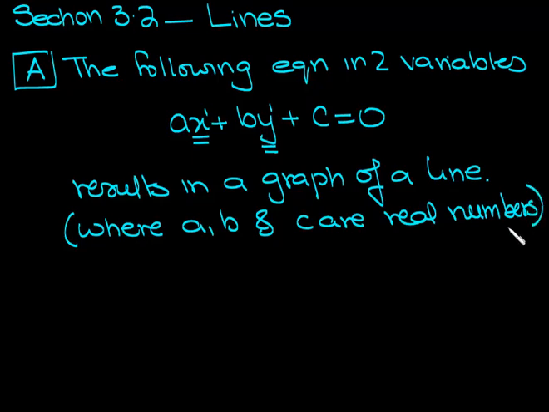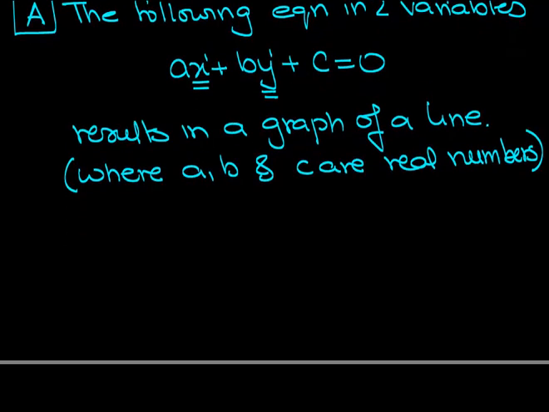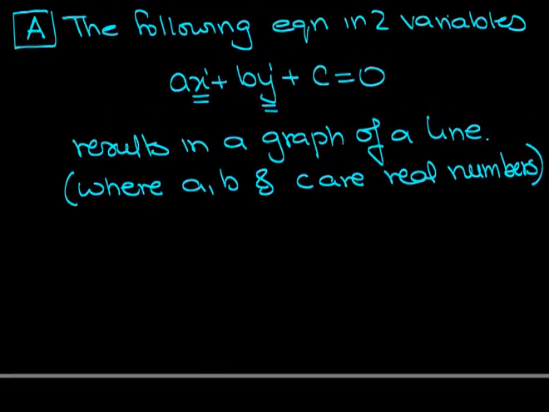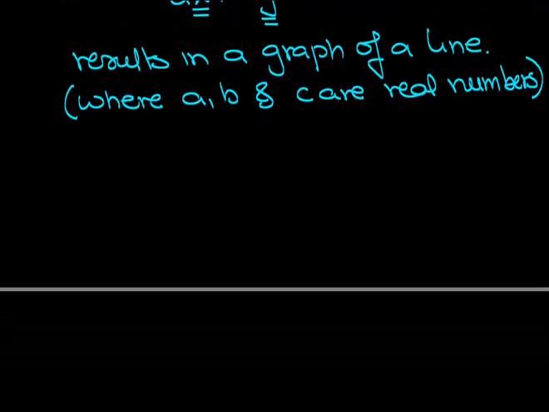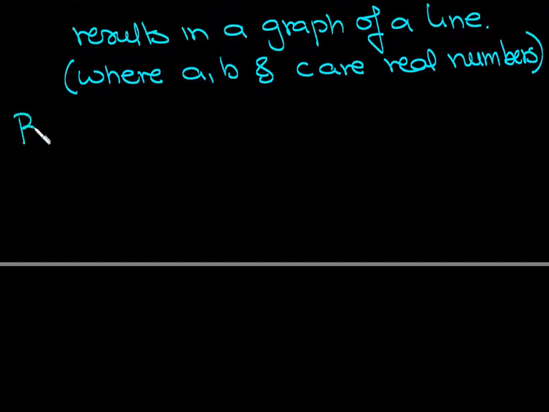Now there's many different forms of this equation. For example, if I isolate y by moving the ax and the c term to the left and dividing by b, I get a different equation, and so on. So there's many different forms of the same equation. So before I get started by showing you all the different forms, let me go ahead and talk about one very important concept whenever we talk about lines. Okay, the idea of slope.